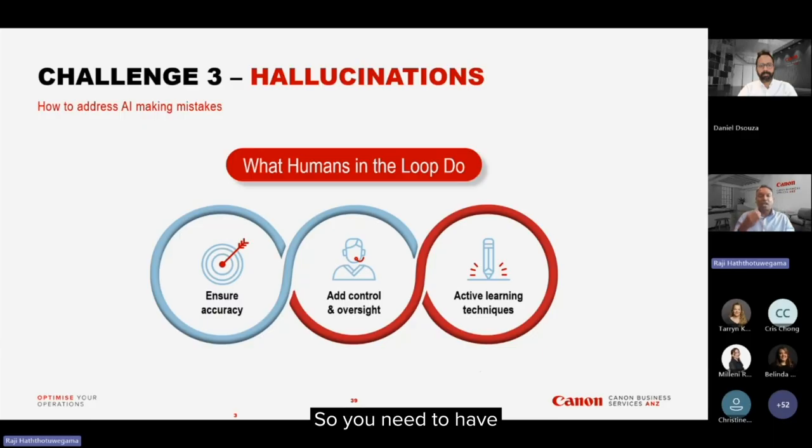So you need to have what's called human in the loop, or human in the middle. You need to have staff who can review the output or be part of that decision-making process, so you can validate and verify, ensure accuracy, and put the right controls and oversight. It also gives them an opportunity to learn about how AI behaves. If you learn how it behaves, then you can actually work with them and make it useful.